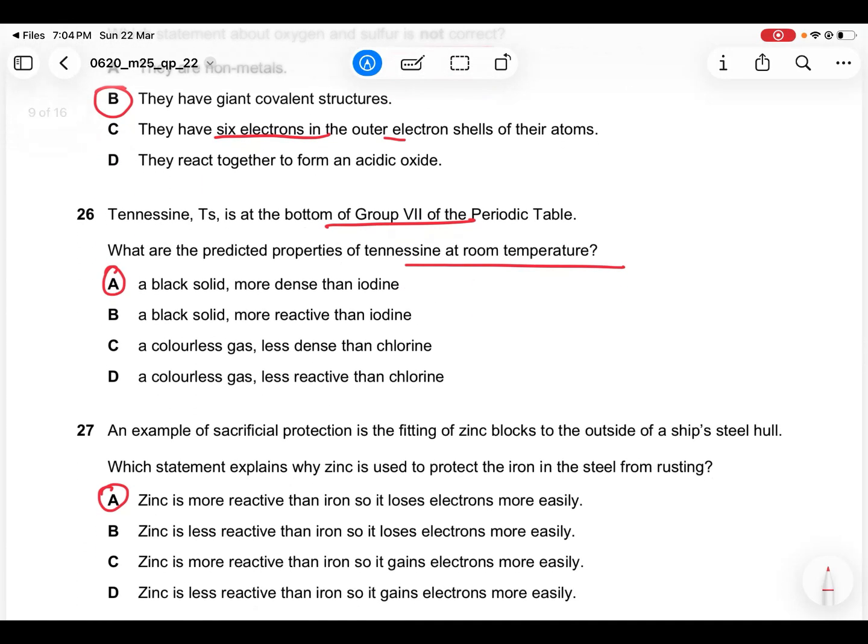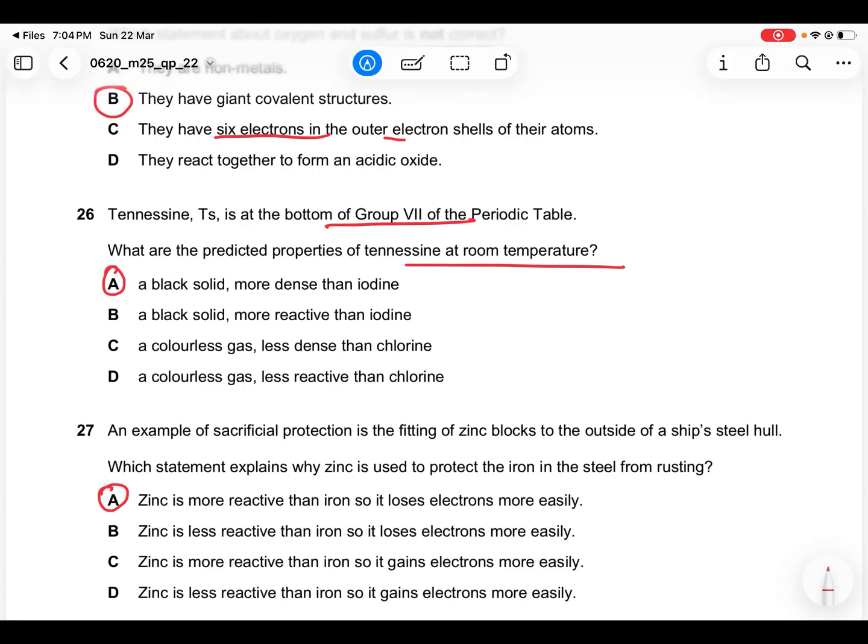Tennessine is at the bottom of group 7 of the periodic table. What are the predicted properties of tennessine at room temperature? A black solid more dense than iodine, a black solid more reactive than iodine, a colorless gas less dense than chlorine, a colorless gas less reactive than chlorine. Here for group 7 you have to remember the trends in group 7.